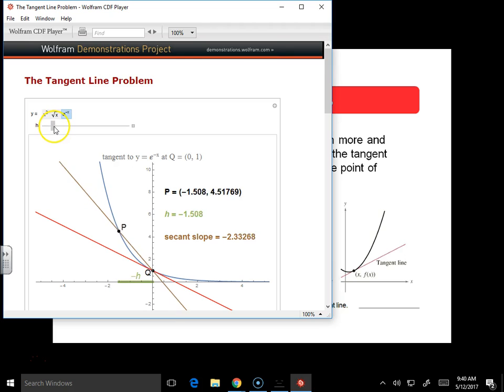And as we keep on scrolling, as P gets closer, do you see what the secant lines are doing? They're getting closer to the tangent line. And can you look at the slope? Does the slope seem to be approaching anything? 0. -1. Approaching.